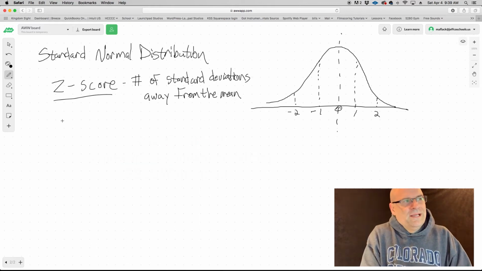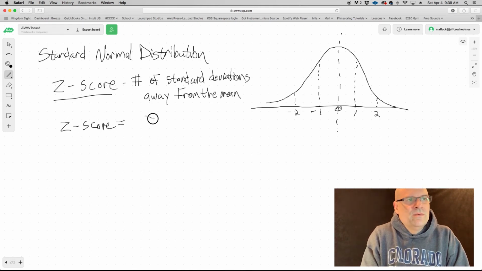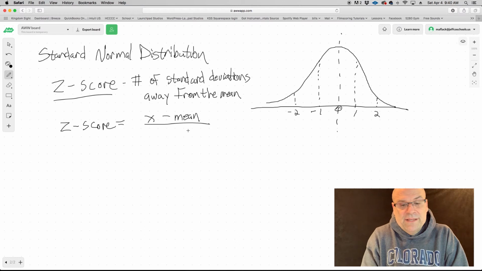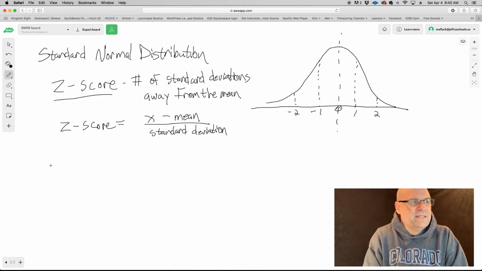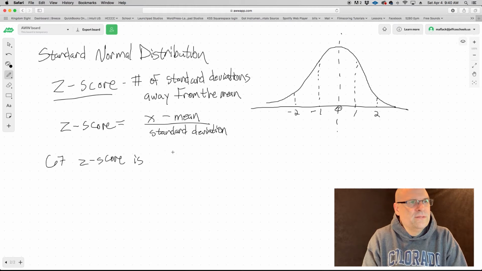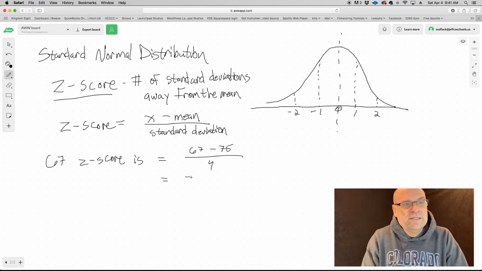Okay, so you can plug it into this formula. Basically, z-score is just whatever your x value is minus your mean, all divided by your standard deviation. So let's use our last example of 67. So the z-score of 67 is equal to 67 minus 75, which was our mean, all divided by our standard deviation, which is 4. Okay? So 67 minus 75 is negative 8, divided by 4, which is negative 2.